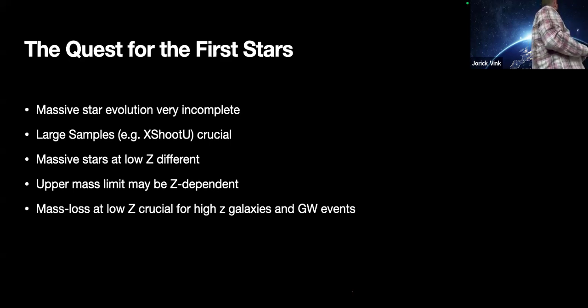So that's one of the speculations, and we'll have to find evidence for that. And then, yeah, massive low metallicity stars will be crucial for these high redshift galaxy interpretations of these spectra, and for things like gravitational wave lengths.